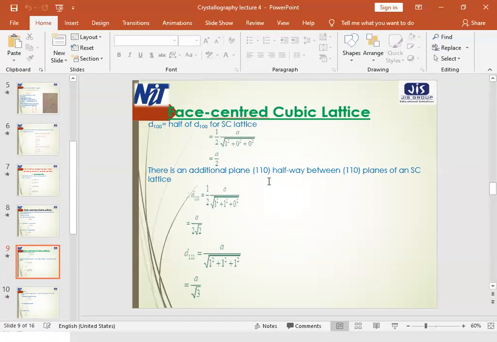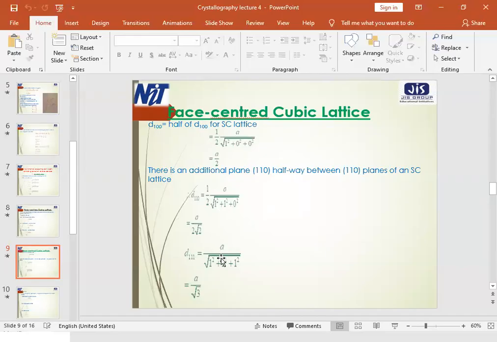Again, in the 110 plane, there is a midway plane. Due to that, this will be half of simple cubic d110, so 1 by 2 of this one, a by 2 root 2. Whereas there is no plane in the midway of d111 in face centered cubic structure, so this will be equal to the d111 plane of the simple cubic structure.